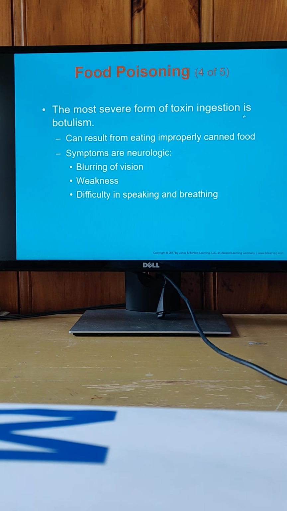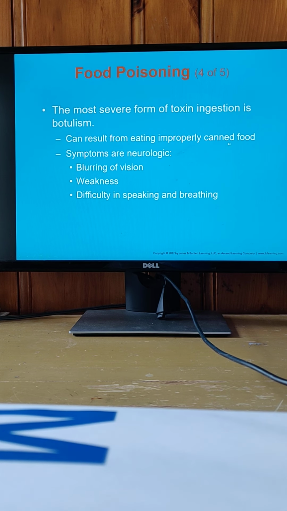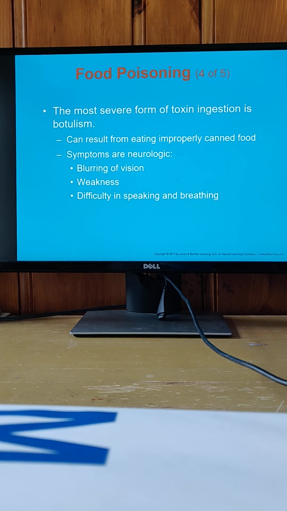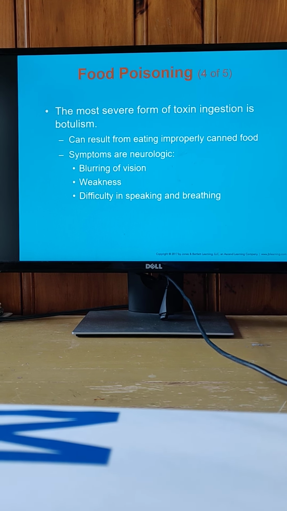The most severe form of toxin ingestion is botulism. It can result from eating improperly canned food. Symptoms are neurologic: blurred vision, weakness, difficulty in speaking and breathing. So if you get a can of peaches and the can is bulging, there's botulism in that can. Don't open it. Don't eat it. Just throw it away.